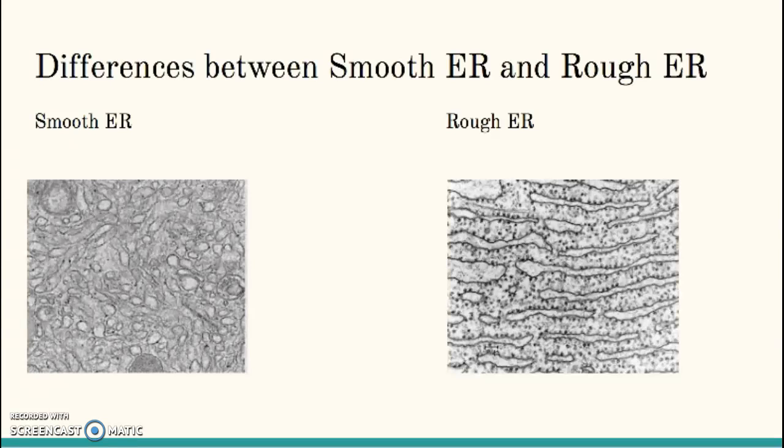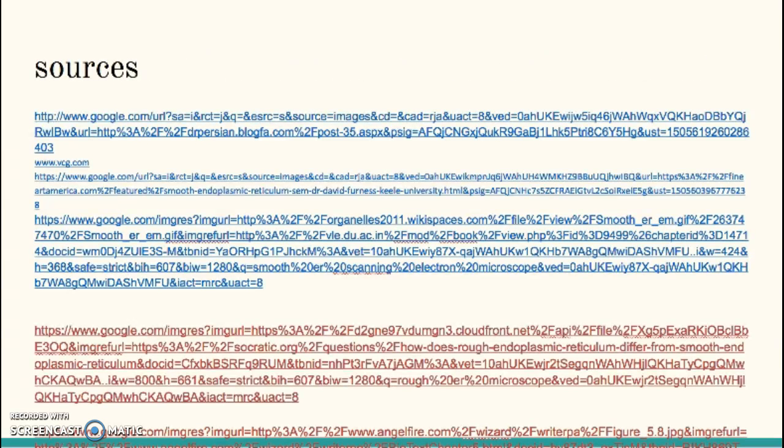The reason smooth ER cannot be used in the synthesis of protein is because it lacks the ribosome coating that rough ER contains.